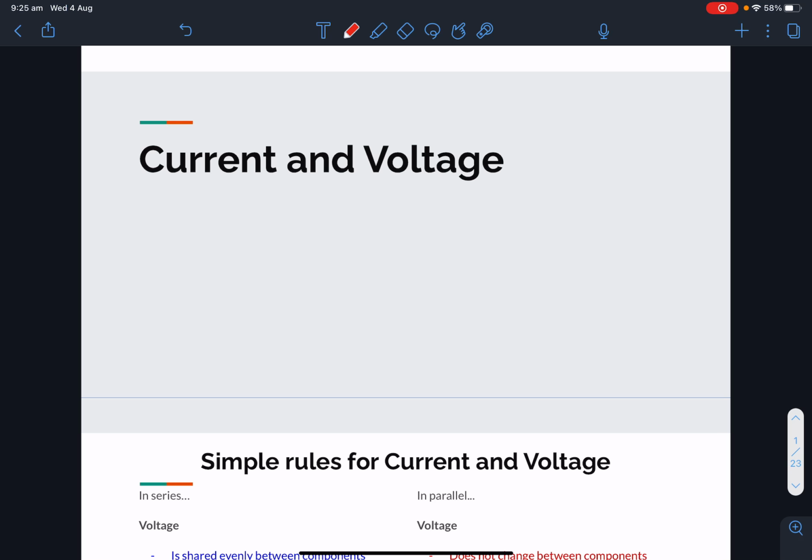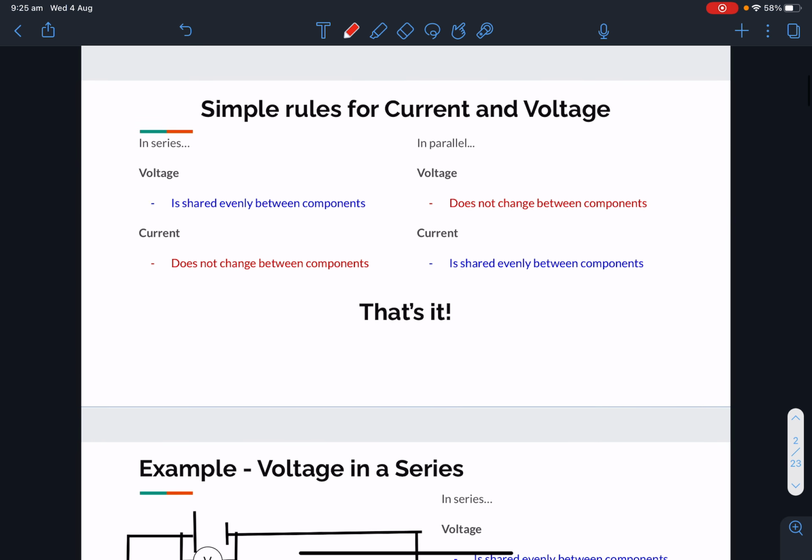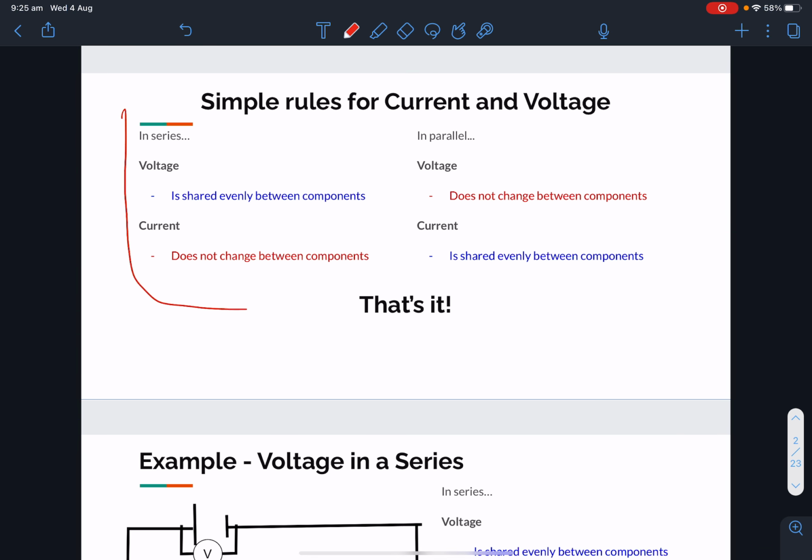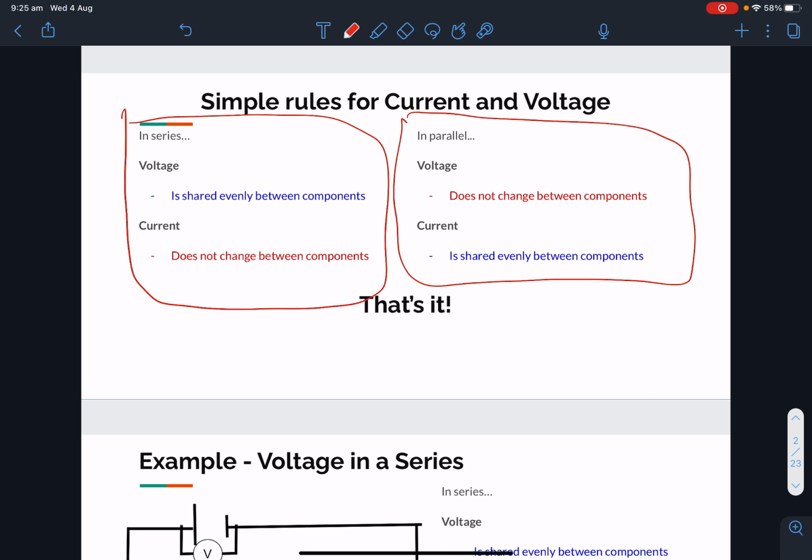Okay, Year 9, let's solve some current and voltage problems in electrical circuits. So, two rules. One when you have a series circuit, one when you have a parallel. A series circuit is just one loop with your power pack or your battery or something. And a parallel, remember, is where you have more than one loop.